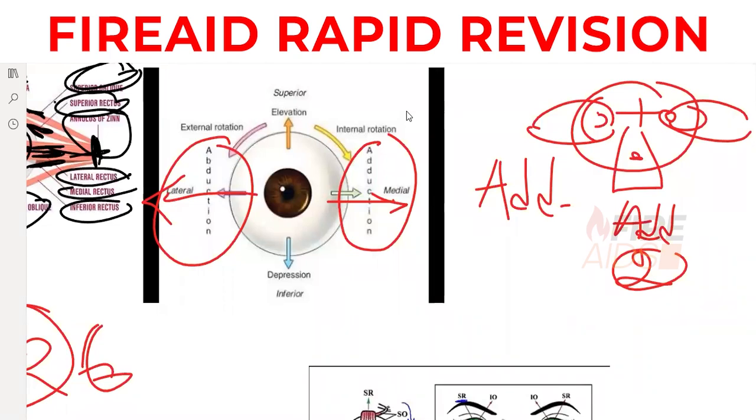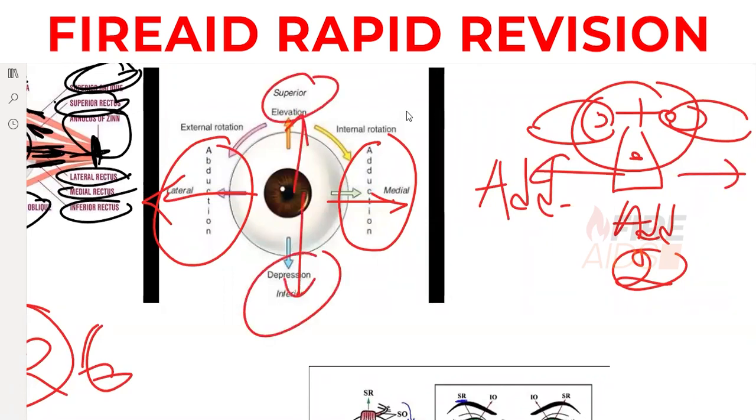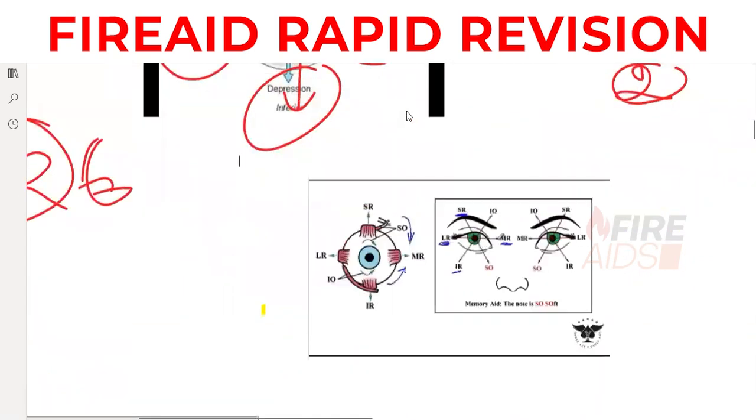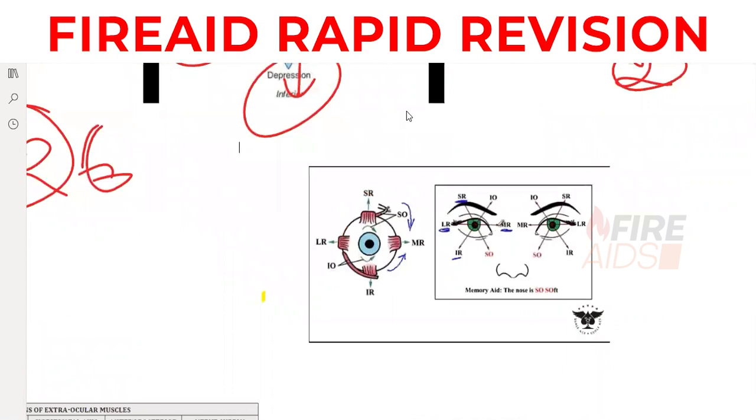So eyes moving away from the nose is going to be abduction. Eyes moving up is elevation, that is superior. Eyes moving down is depression. Now, that is just a basic from a picture randomly in an MCQ in the internet. Now, what do these muscles do?